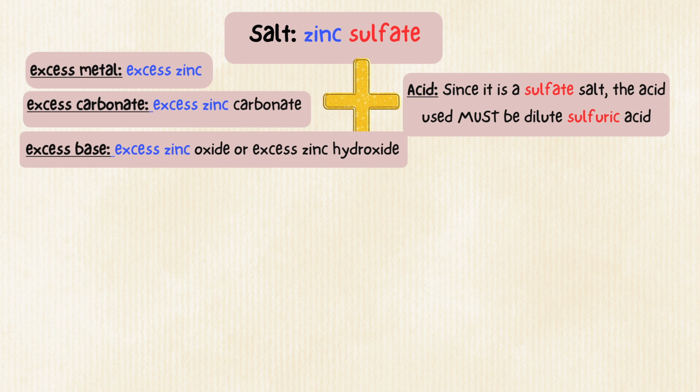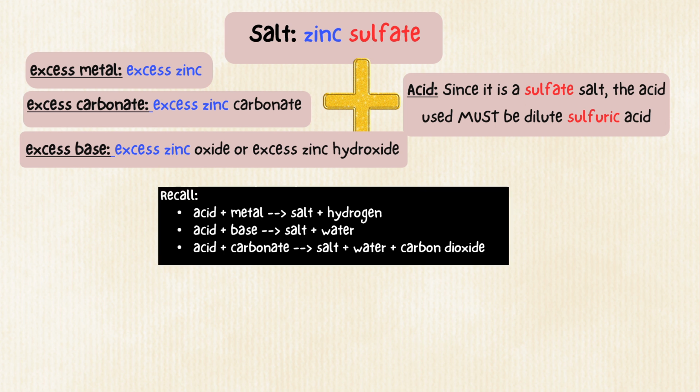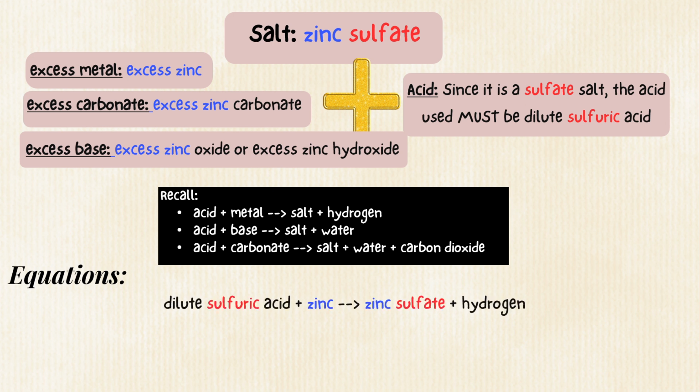So my equations are going to be as follows. If I'm reacting an acid with a metal, I'll get salt and hydrogen. If I'm reacting an acid with a base, I'll get salt and water. If I'm reacting acid with a carbonate, I'll get salt, water, and carbon dioxide. So if I'm reacting sulfuric acid with zinc, I will get zinc sulfate and hydrogen. If I react sulfuric acid with zinc oxide, I'll get zinc sulfate and water.